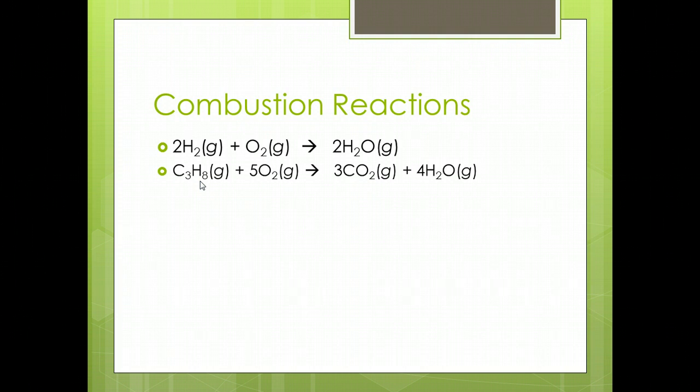And so you'd have to say, you know, it burns, that's your signal, put in oxygen. I won't necessarily say in oxygen. So if propane burns, write the chemical reaction for the burning of propane. And so you'd write C3H8 plus O2 yields CO2 plus H2O. We always get carbon dioxide in the burning of a hydrocarbon.